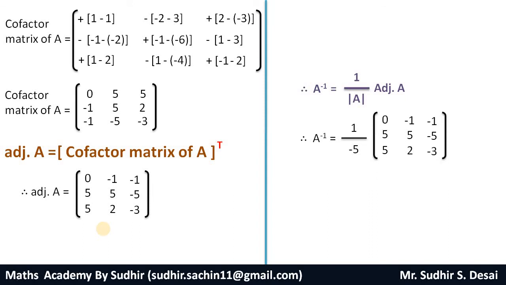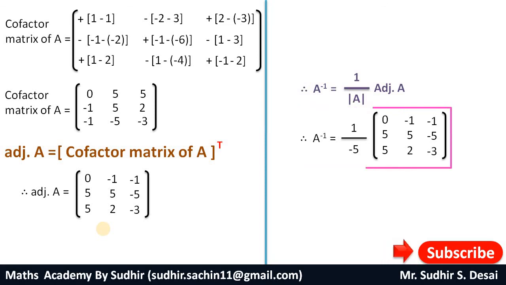So this is the only step for finding the inverse of the matrix. We are not going to simplify further. It is a sufficient answer. So inverse of the given matrix is 1 upon minus 5 into the matrix [0, -1, -1; 5, 5, -5; 5, 2, -3].